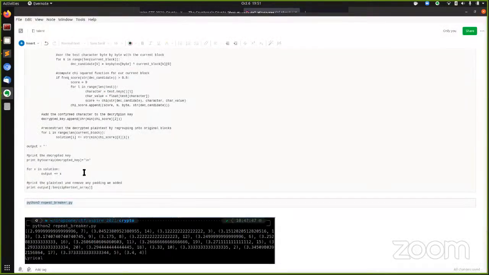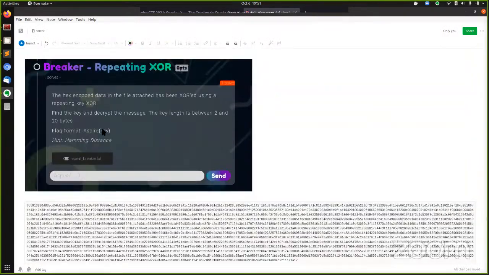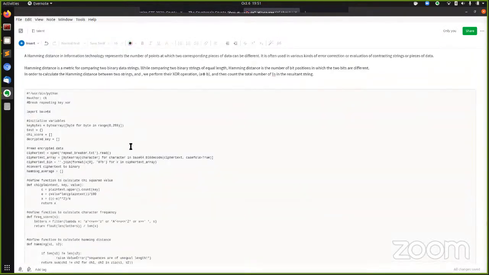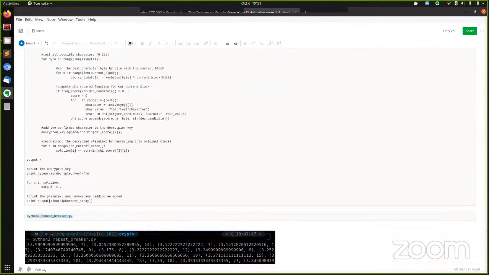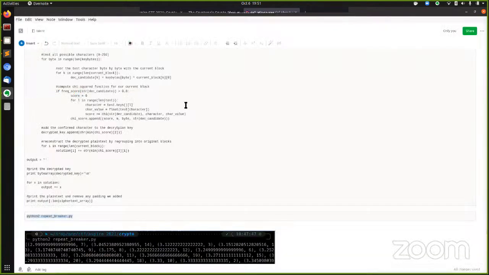And for this, the flag was supposed to be Aspire, then the key. The key is Ririco based on our solution here. So that was a solution to this.